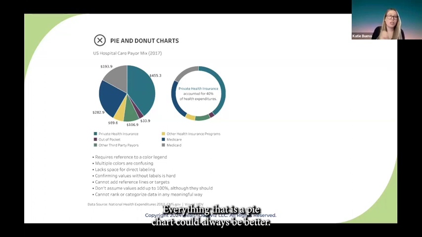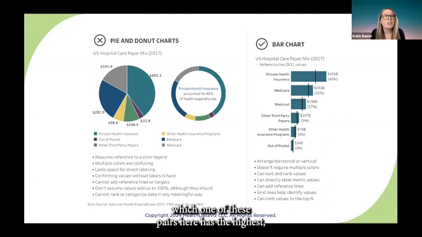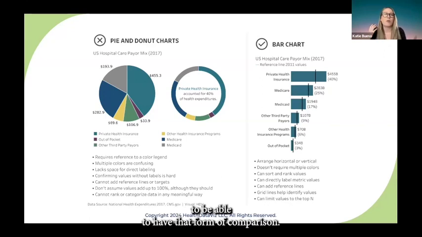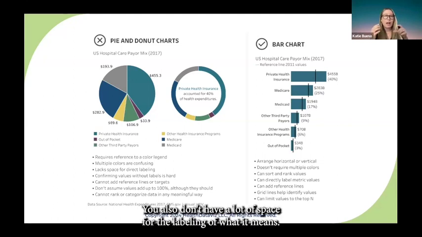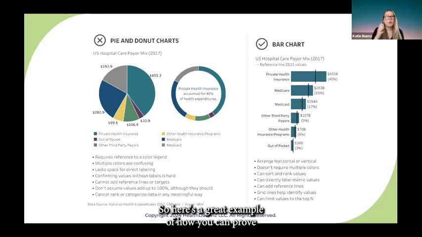Everything that is a pie chart can always be better in a bar chart. With a bar chart, I'm able to quickly identify the length of the bars of, okay, which one of these pairs here has the highest value. And I can quickly identify that it was private health insurance. And what's pretty cool with bar charts is you can always add reference lines to be able to have that form of comparison. You can't really do that with a pie chart. With these pie charts, you also don't have a lot of space for the labeling of what it means, so you may have to have a color legend. So here's a great example of how you can improve a data visualization by making it just a little bit easier.